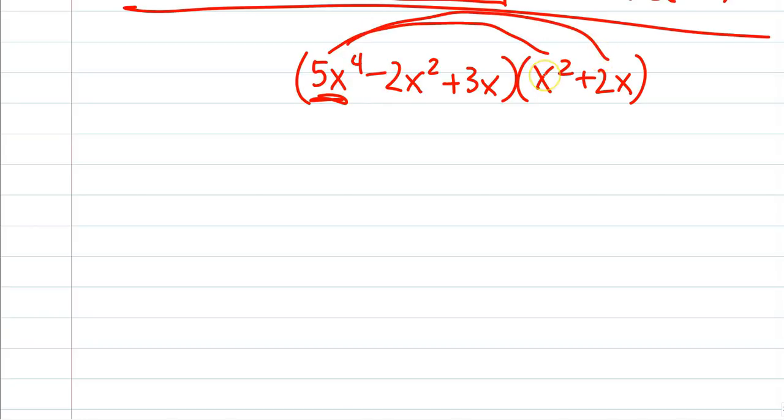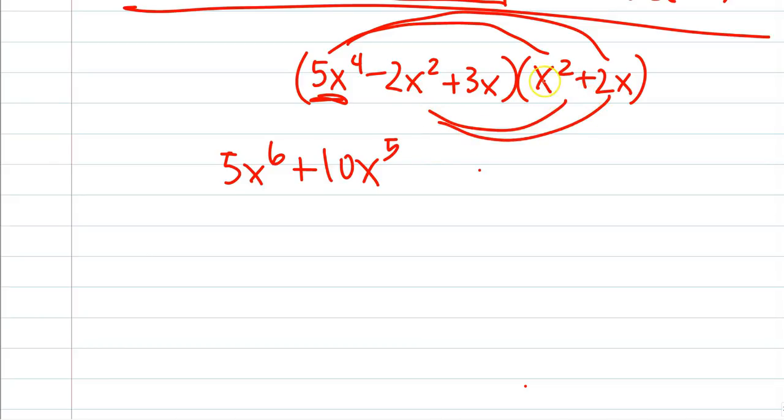5x to the 4th times x squared gives us 5x to the 6th. 5x to the 4th times 2x gives us 10x to the 5th. All right. And we're done with that first term. Have I done everything in the first group across everything in the second? No. We have a negative 2x squared, so we got to distribute that.